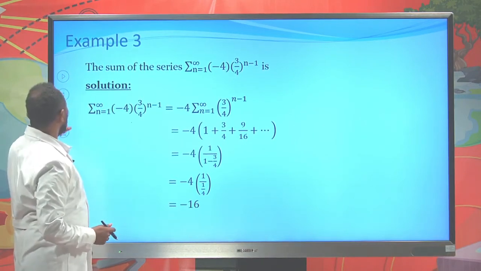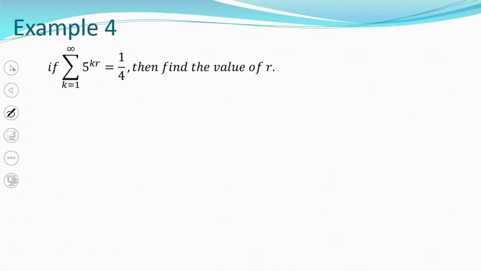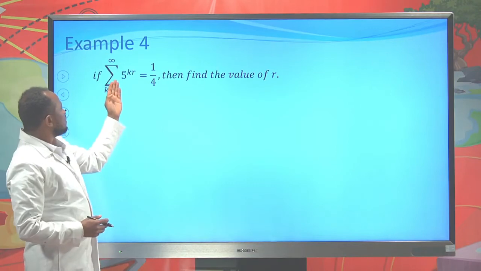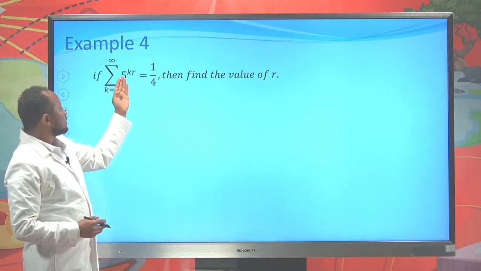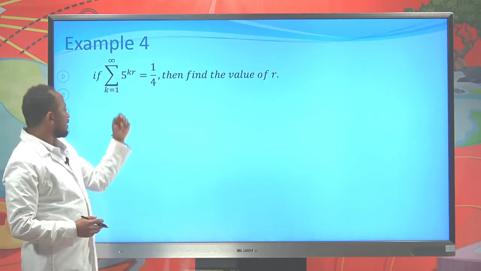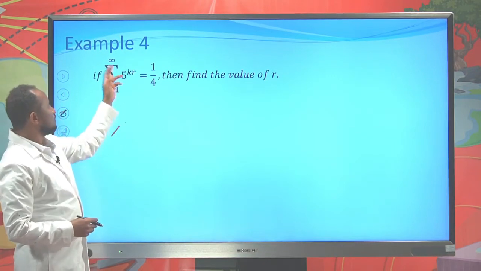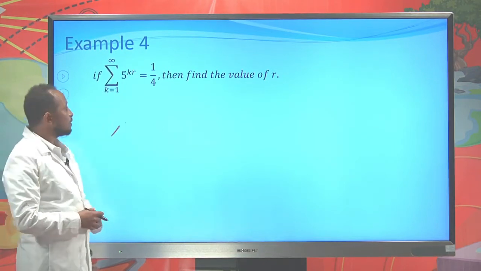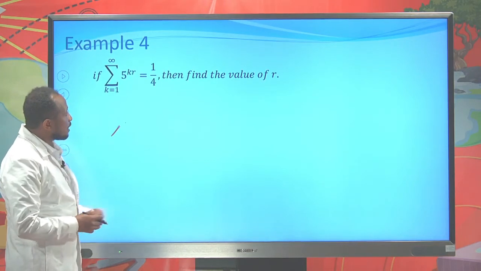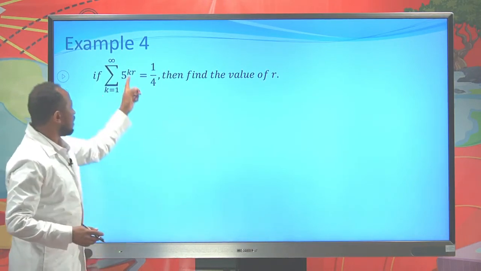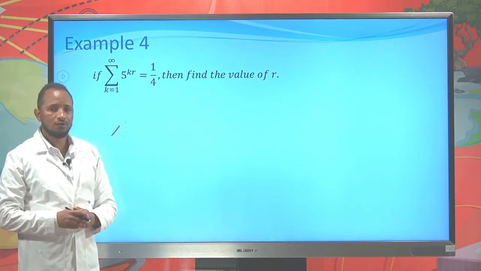Let's continue to the other example. Example 4. This question is given. The sum of 5 to the power of kr, where k starts from 1 up to infinity, is given to be 1/4. You are asked to find the value of r.